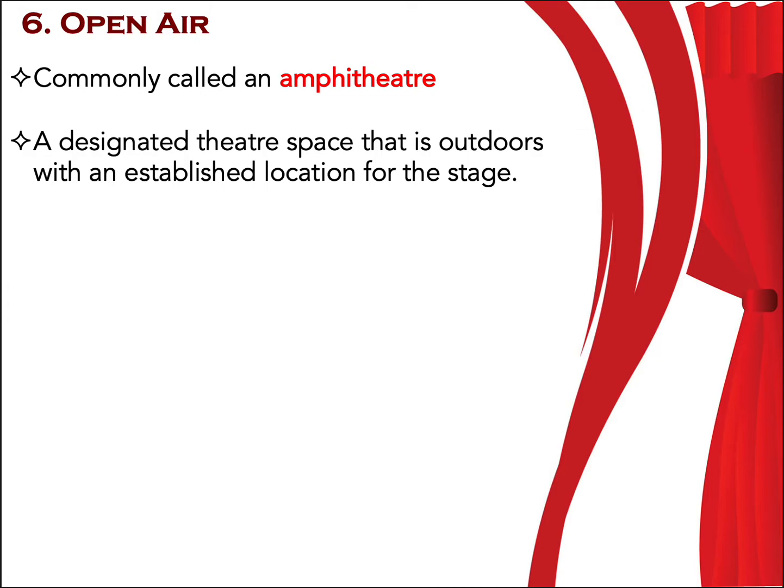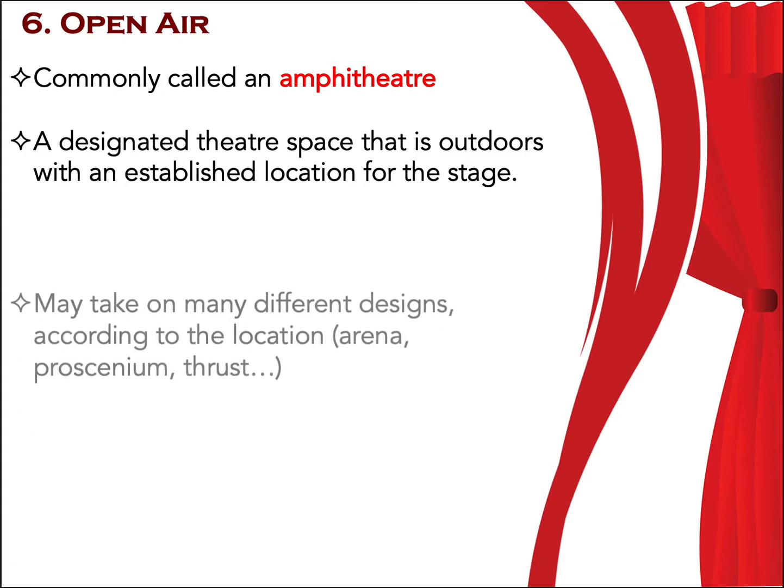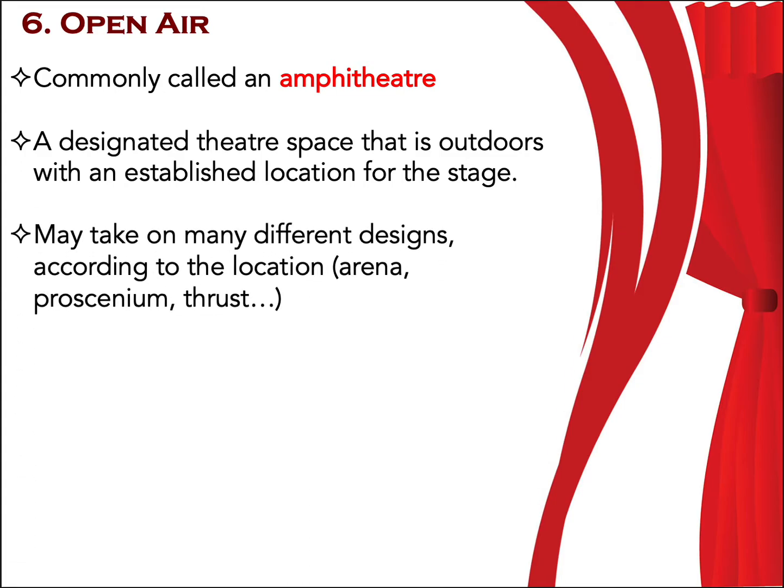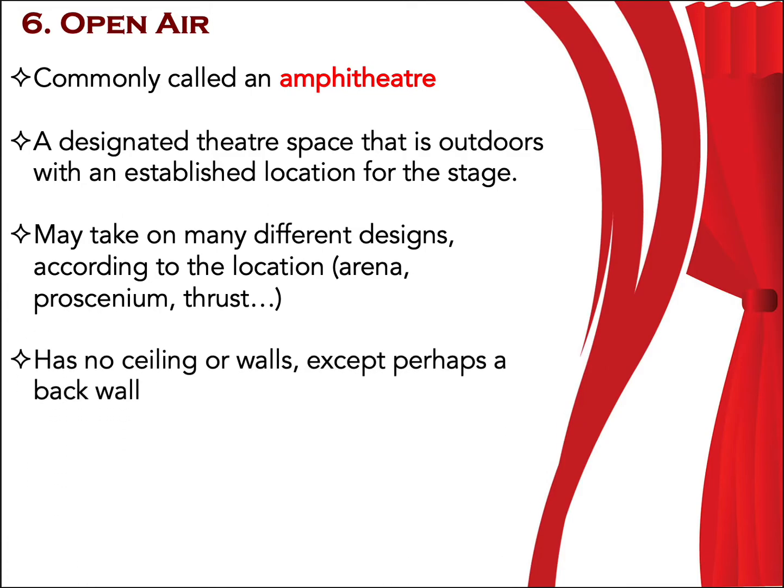There are many amphitheaters that we can identify in our local spaces. So it might take on different designs according to the location. It might be a sort of arena amphitheater, proscenium, and a kind of proscenium-ish amphitheater, a thrust, that kind of thing. So it has no ceiling, it has no walls except maybe a back wall, and sometimes, as you'll see in the images coming up, the stage is covered. An example, of course, being the Naparima Bowl Amphitheater.